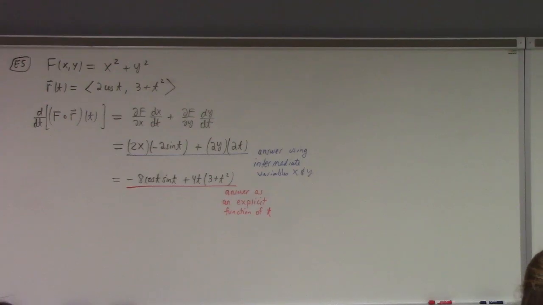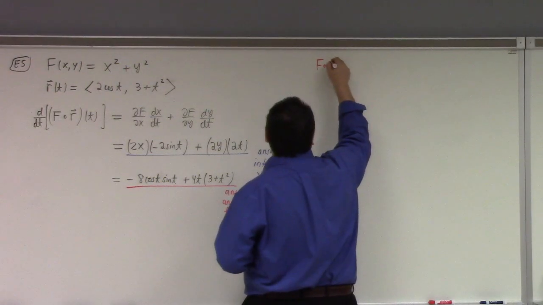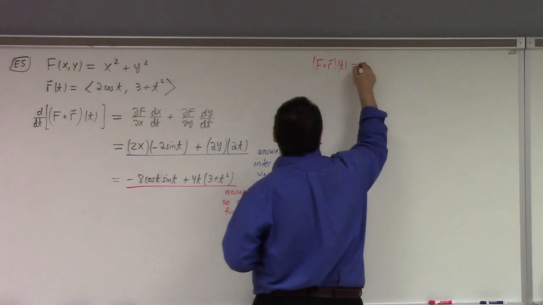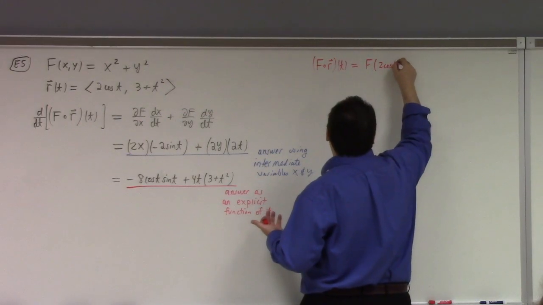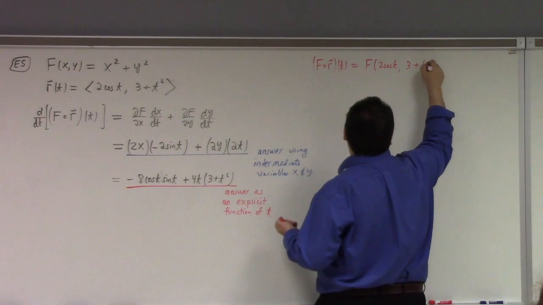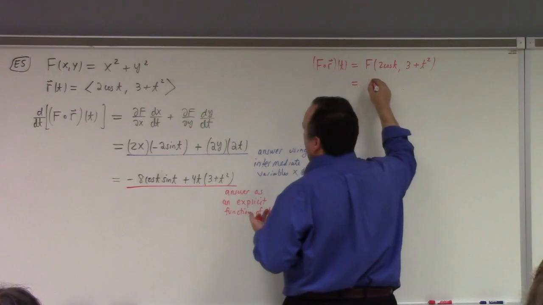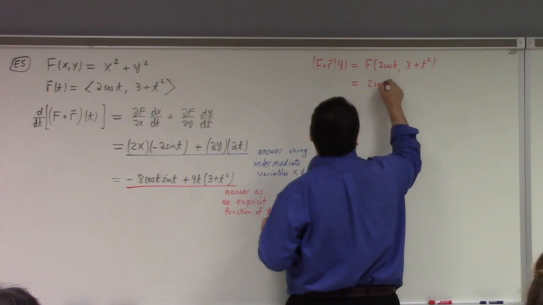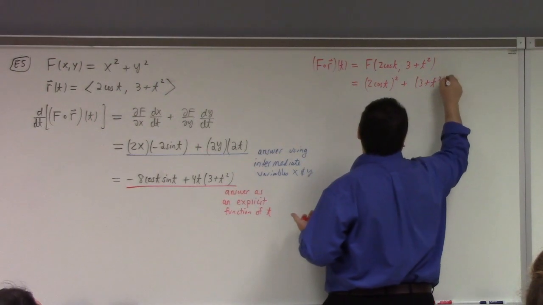Now, something you guys are going to ask me as soon as you realize the question is, can't I just plug in the formulas and just differentiate? Wouldn't that just be the same? Isn't f composed with r of t just equal to f of 2 cos t and 3 plus t squared? So if we feed our f 2 cosine t and 3 plus t squared, then the formula is straight up (2 cosine t) squared plus (3 plus t squared) squared.